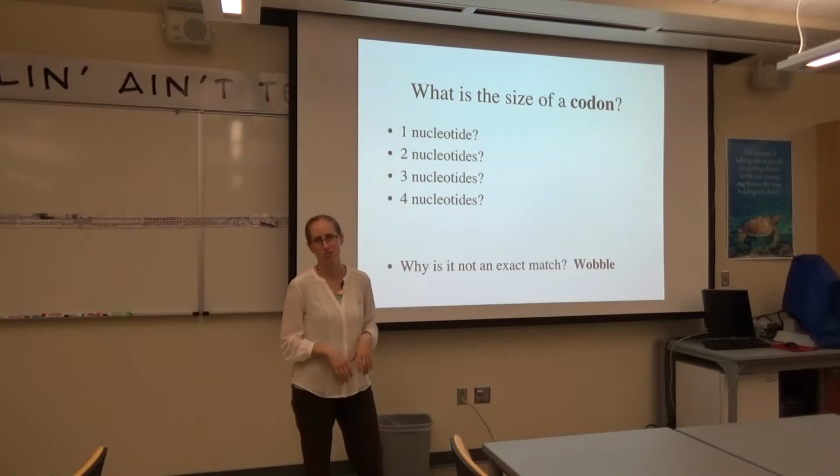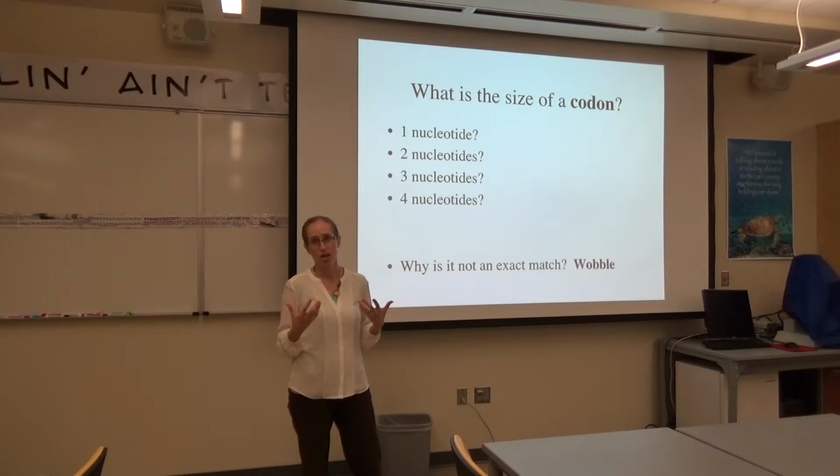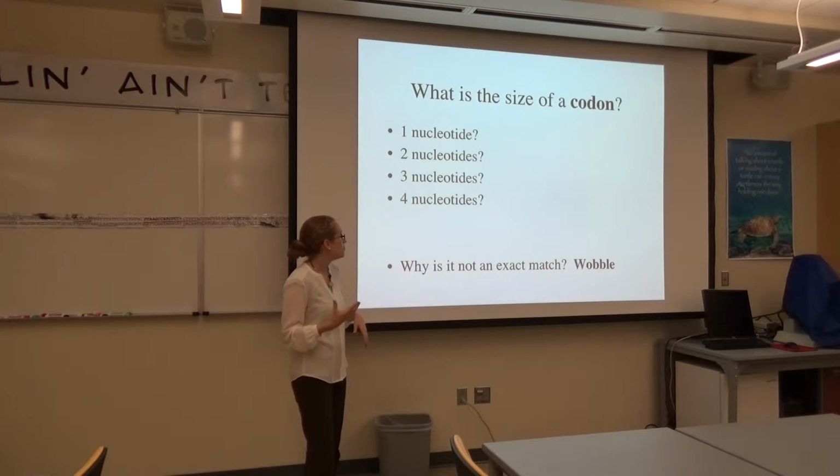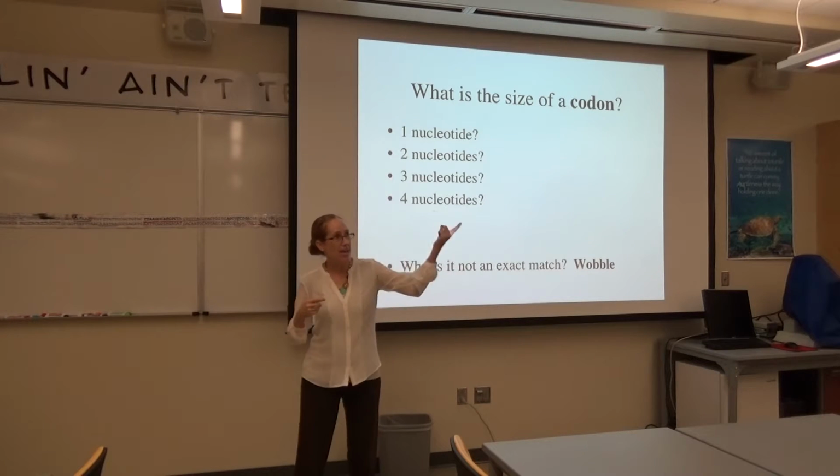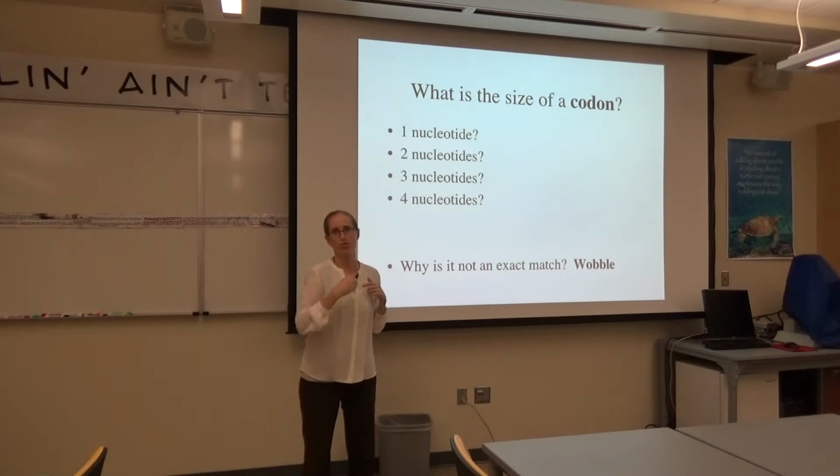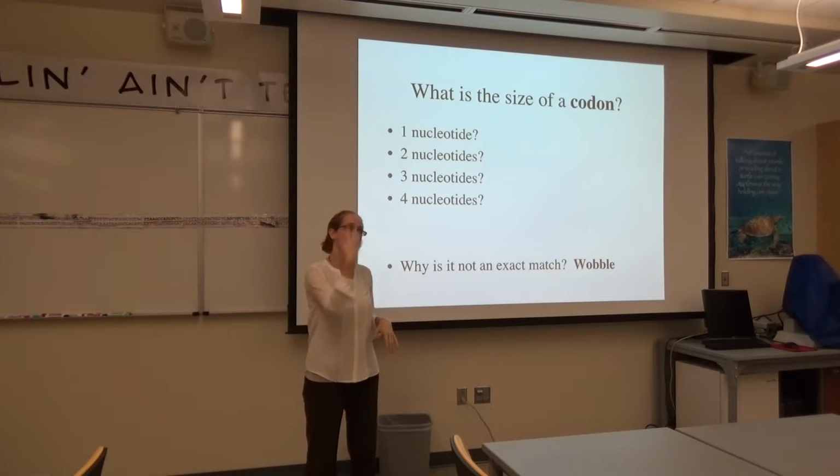How do you know it's 3? Why couldn't it be 2? Or 1? Give them a second to talk about it so they can come up with a reason why. The reason is that if you have one, that would mean A codes for an amino acid, T codes for an amino acid, C codes for an amino acid, G codes for an amino acid.